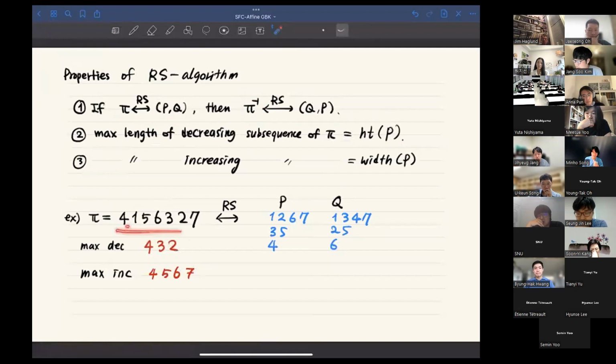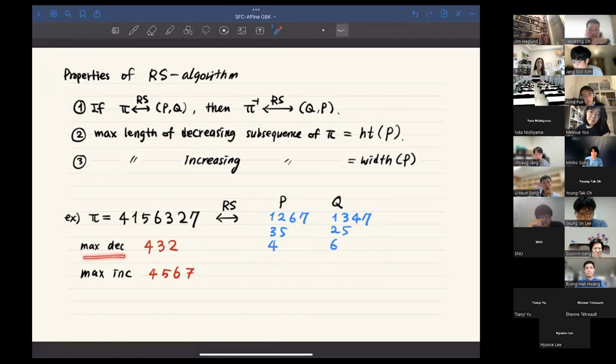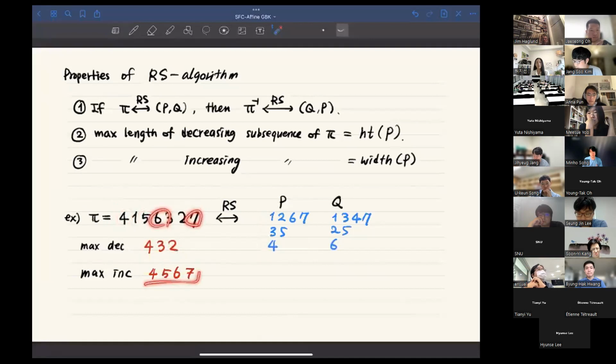For example, this corresponds to the pair P and Q. And you can see the maximum decreasing subsequences. There could be many, but 4, 3, 2 is one of them. This is the maximum possible, and the length is 3. And you can see that's the number of rows, like this. And the maximum increasing subsequence is 4, 5, 6, 7. And you can see the size is 4, which is the number of columns or the width of this permutation tableau.